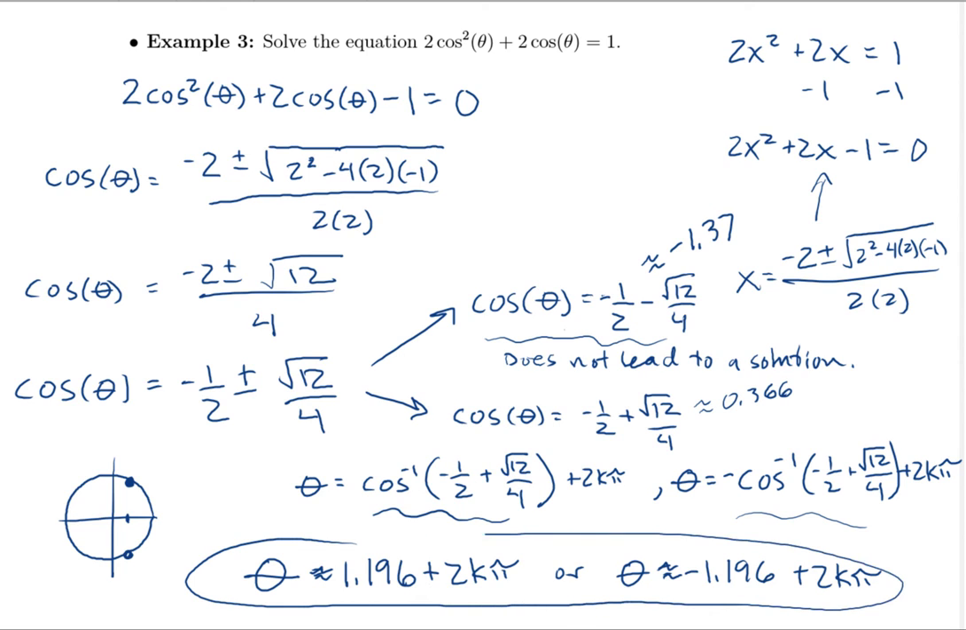So these last two problems that we just did are what are known as quadratic in form. So you can try to factor them, you can try to use the quadratic formula, and then just know that you're setting that trig function that's taking the place of your x equal to that quadratic formula, and then continuing on your solving process from there.